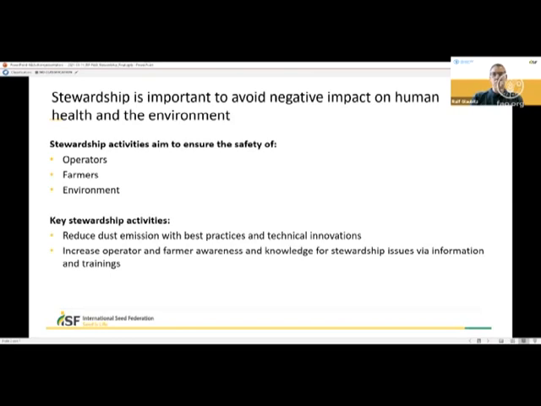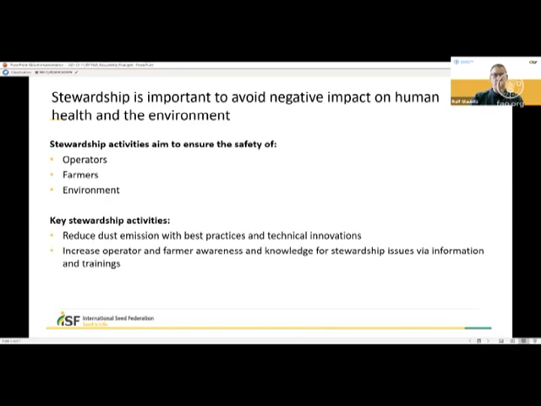For the first one, when we talk about stewardship activities, it's pretty much about dust emission and reducing this. And this can be done by best practice or by technical innovations. I will come to some examples later on. The other one, in terms of how we can avoid the impact on the human being, can only be done via information and trainings. And that needs to be done repetitively in order to avoid negative impacts.